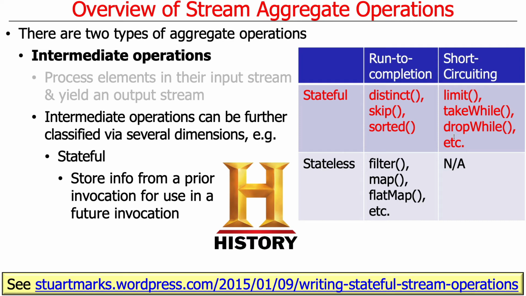There are other operations that are so-called short-circuiting. Short-circuiting operations are going to only process a limited number of elements before they give up. A good example would be limit. Limit needs to keep track of how many things you've seen so far in order to know when to stop. So that's an example of a stateful short-circuiting operation. And there are some other ones we'll talk about later, like takeWhile and dropWhile and so on.